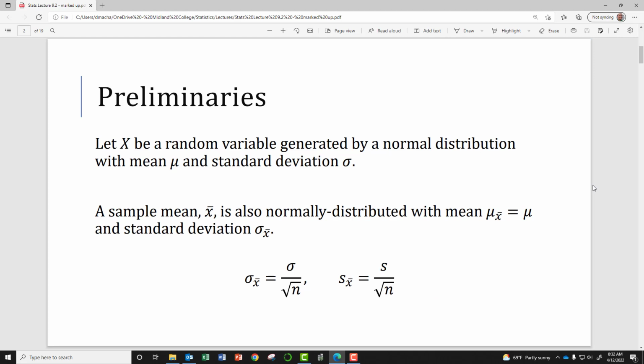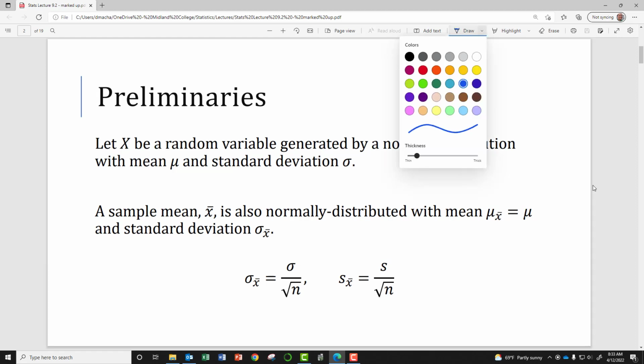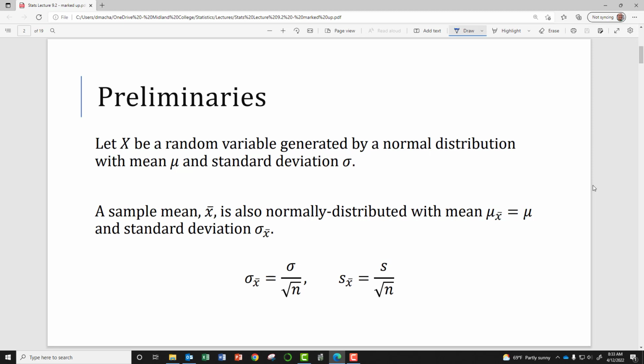Again, we'll start with some preliminaries. So we're going to assume x is a random variable that is generated by a normal distribution with mean mu and standard deviation sigma. A sample mean, x bar, remember from chapter 8, is also going to be normally distributed. And it will have the same mean as the underlying distribution, but it's going to have a different standard deviation.